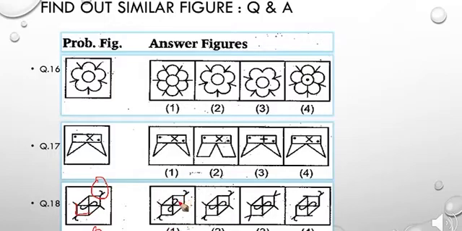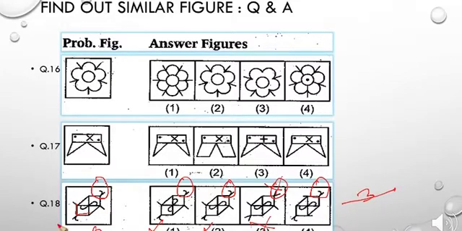In answer figure 1, the design is okay, it is a similar design. In the next option, the design is again similar to the problem figure here, so this is also okay. In the next option, the design here is different, it is not the same, so option 3 is ruled out. In option 4, the design is the same as the problem figure, so this is okay. So we are only able to find out that option 3 cannot be the answer now.